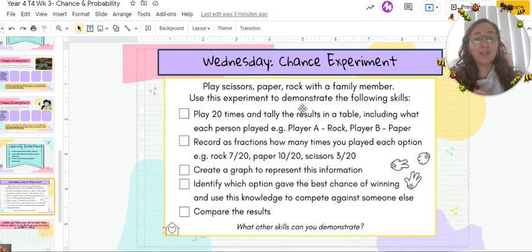Okay, so use this experiment to demonstrate the following skills. Play 20 times. So you're playing scissors, paper, rock with the same person 20 times, and keep track of the results and make a tally. And after you've made your tally, include what each person played. So for example, player A, round 1, player A, rock, player B, paper. Then at the end of your game or experiment, record your results as fractions.